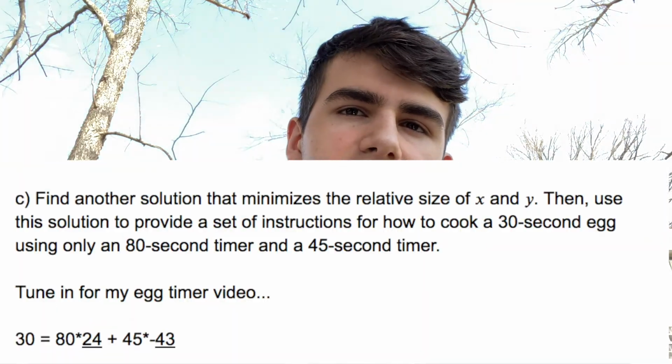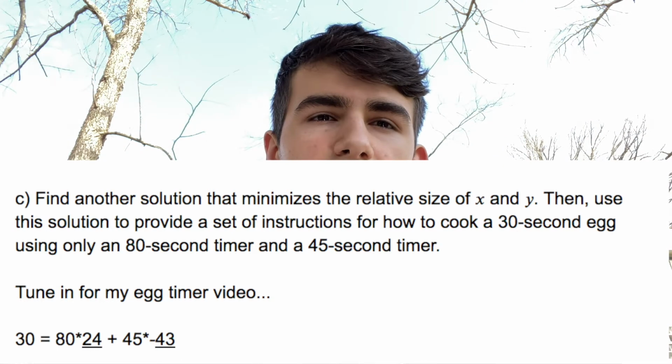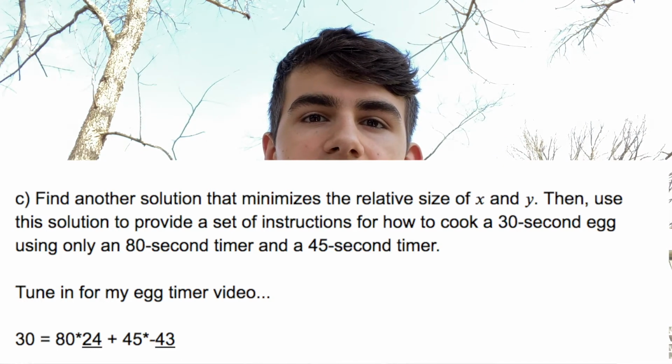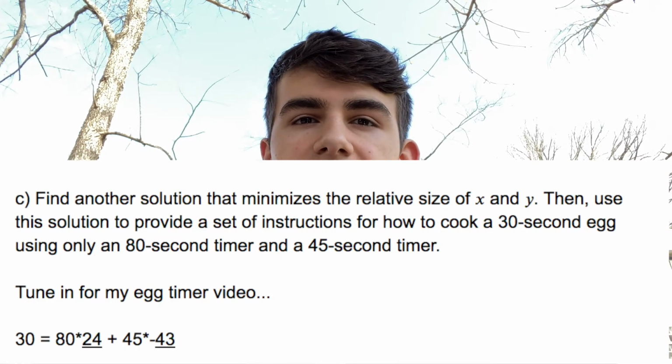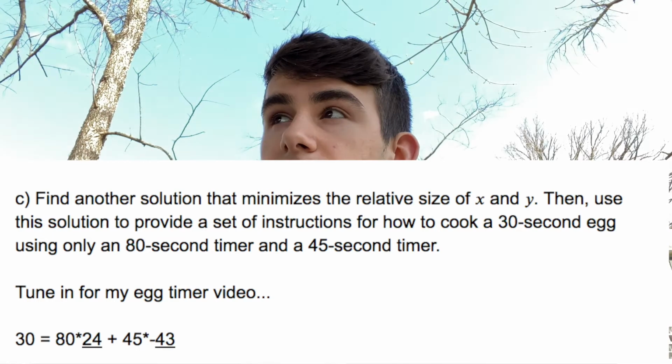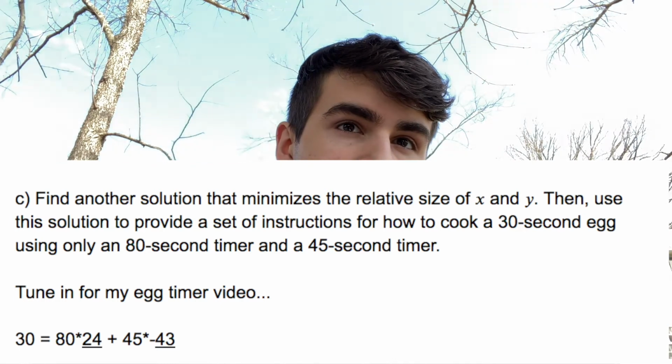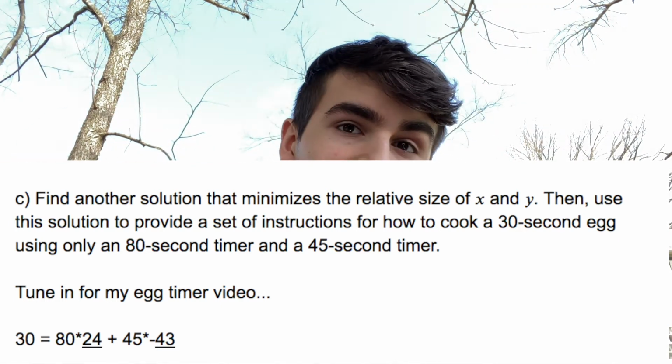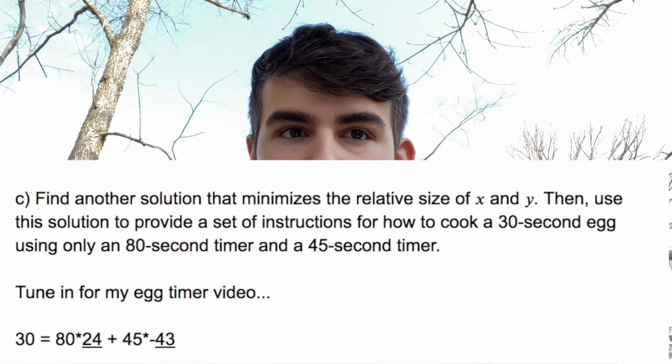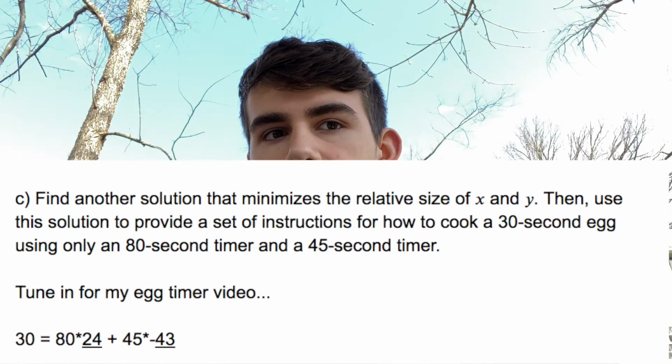Now our third question is find another solution that minimizes the relative size of x and y. Then use this solution to provide a set of instructions for how to cook a 30-second egg using only an 80-second timer and a 45-second timer. So we're going to do the math of this in this video, and in my next video, which I actually already published, we are going to do the timer experiment.